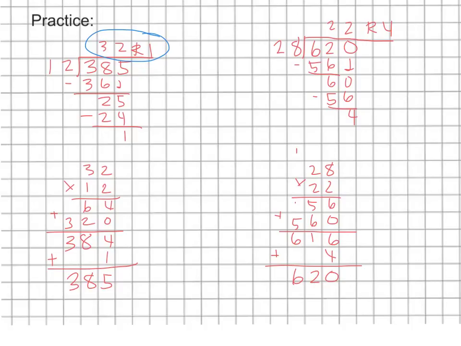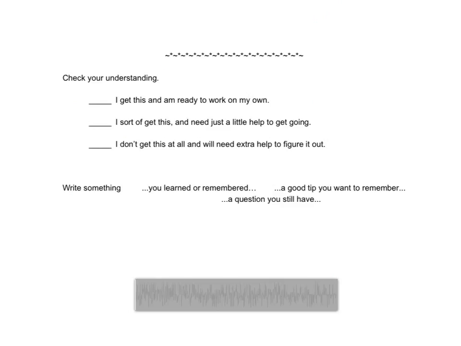Okay, second problem, 620 divided by 28. Quotient should be 22, remainder 4. Go ahead and check your dividing work and your multiplying work on your checking. Okay, and of course, you know what to do here. Check your understanding. Write something that you could share with us in class tomorrow.